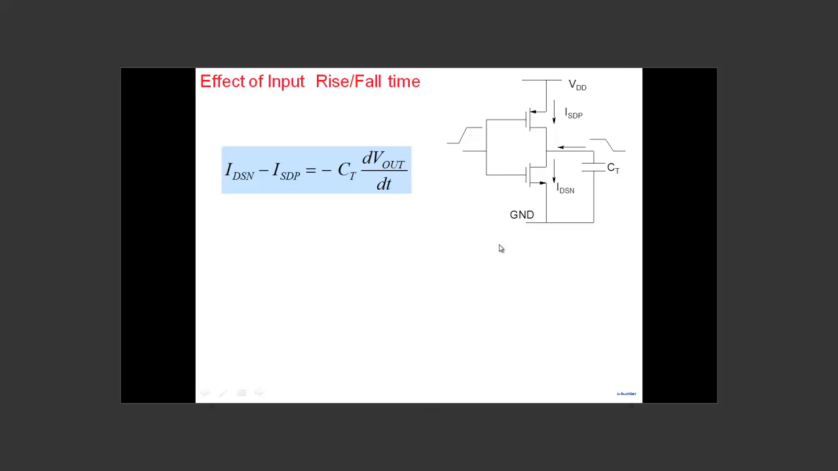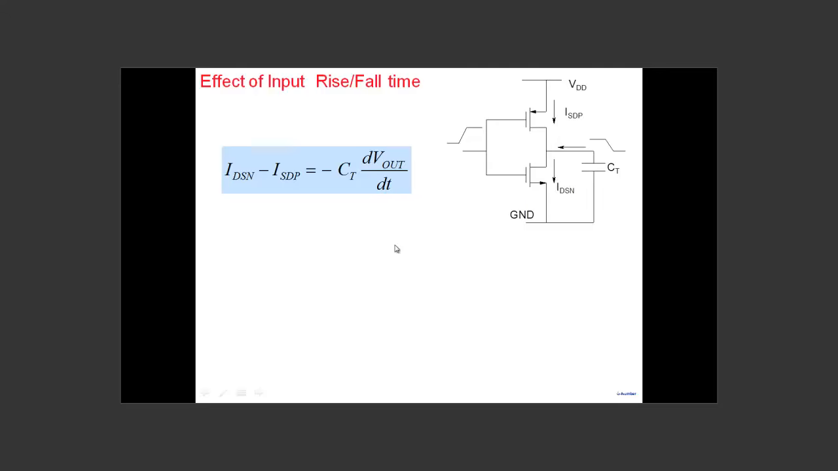So note what has happened here. Now I've put here a gradually rising input. Now what is discharging the current here? Note it's obvious what is discharging the current is this one. But IDSN minus this current here, ISDP. IDSN minus ISDP equal to minus CL dVout by dt. So what is discharging is this current minus this current.